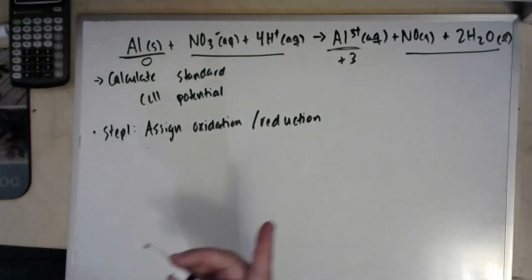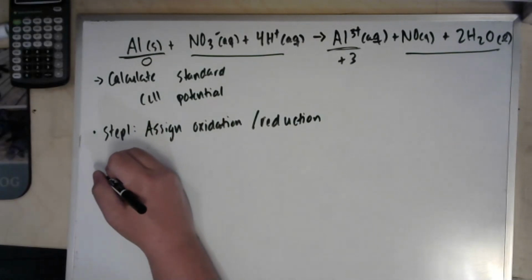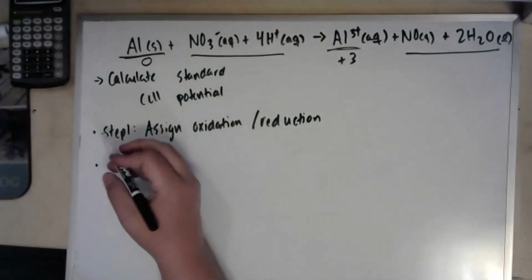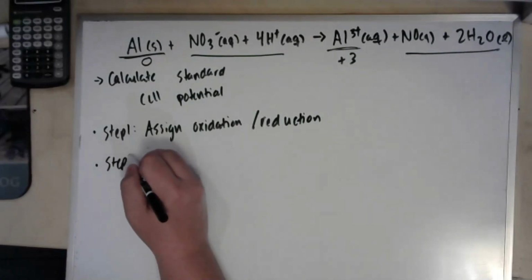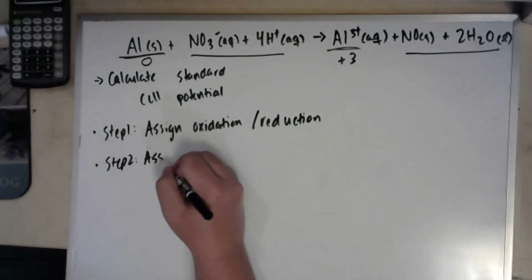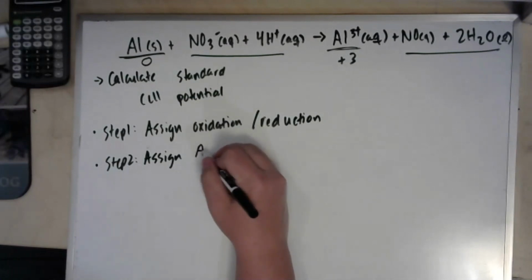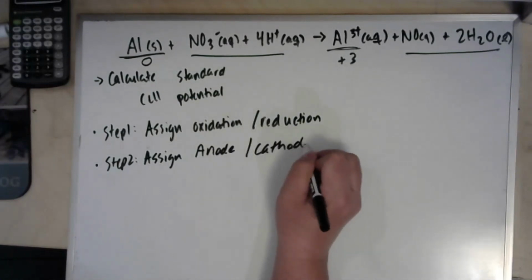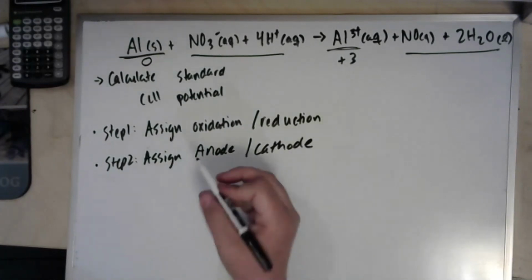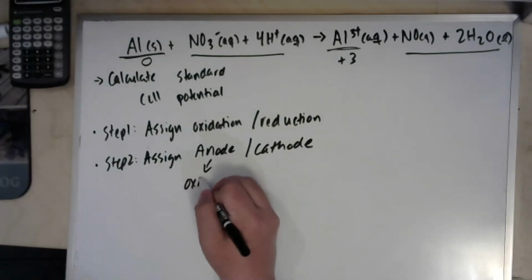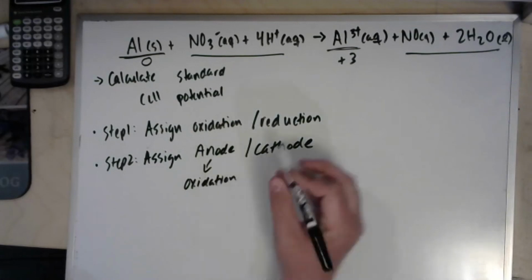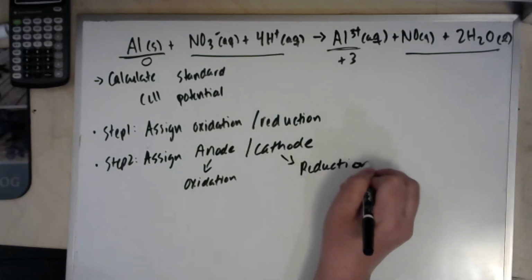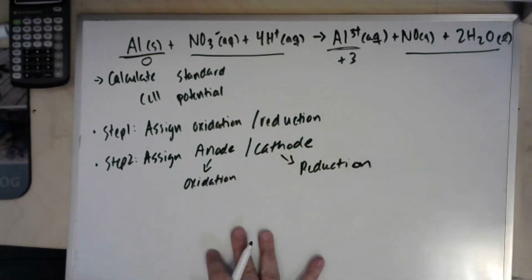All right, this is an important step because step two is going to be to figure out which one is your anode and which one is your cathode. Okay, so we'll call step two assign anode and cathode. Oxidation is going to occur at your anode. Reduction is going to occur at your cathode. Okay.